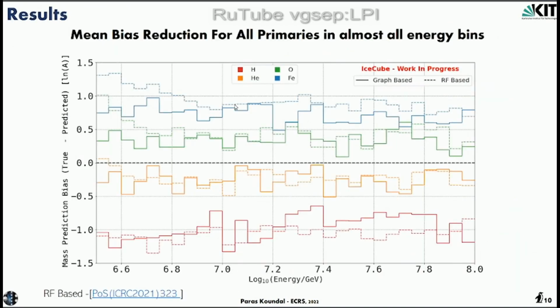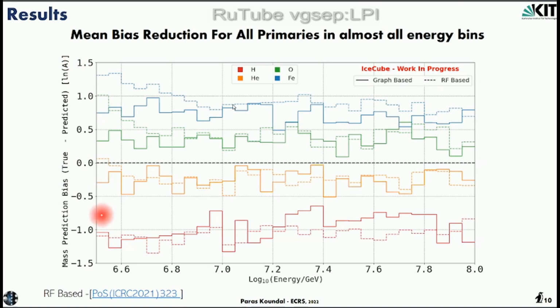So here I have compared my results, which are the graph-based results, with RF-based methods. RF-based is a random forest-based method. This is a work done by Matthias in our collaboration. This is published here, and it's a slight improvement over the baseline.